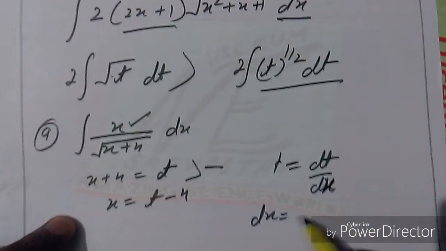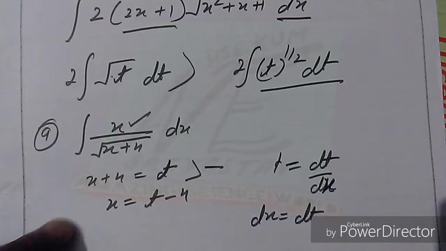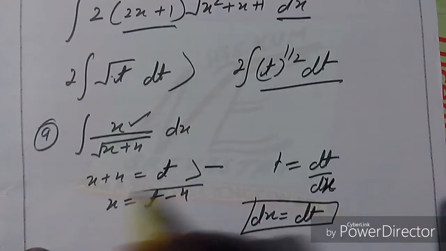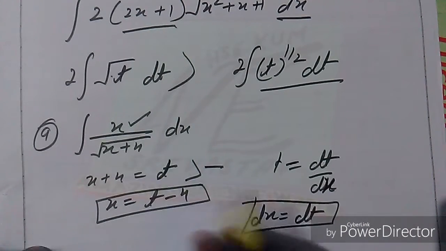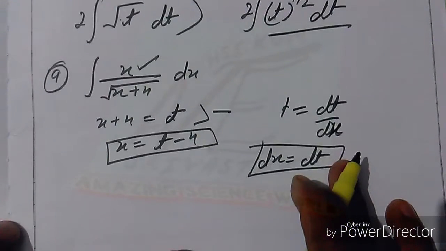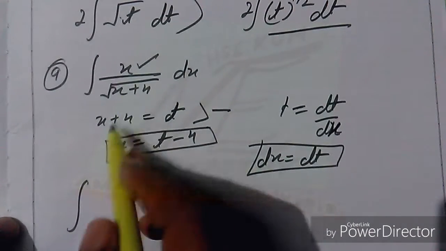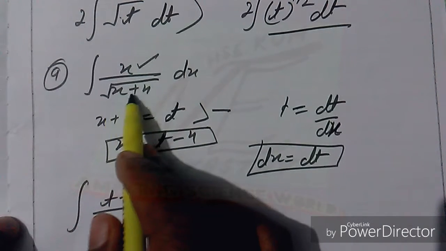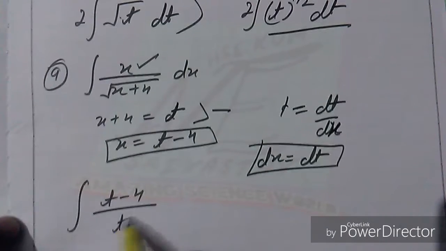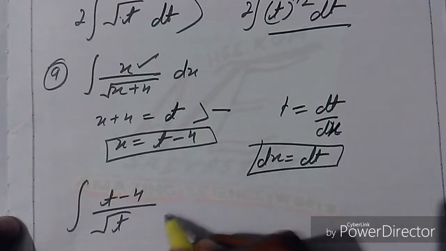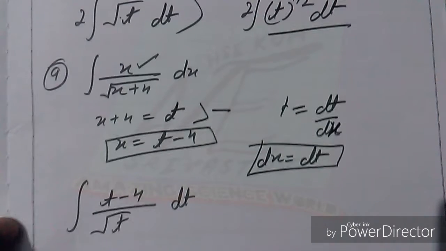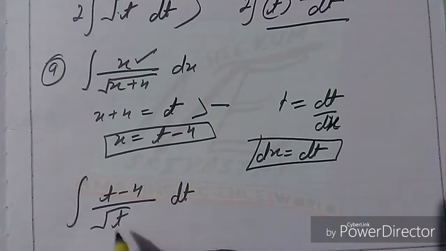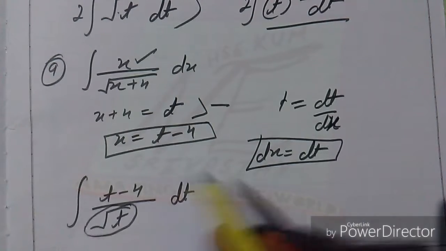Now dx is equal to dt. We put these equations in the function, that is, x is equal to t plus t minus 4, and x plus 4 is equal to t, then t, and dx is equal to dt, friends. Now we change the under root sign into power, and also we change 1 by 2.